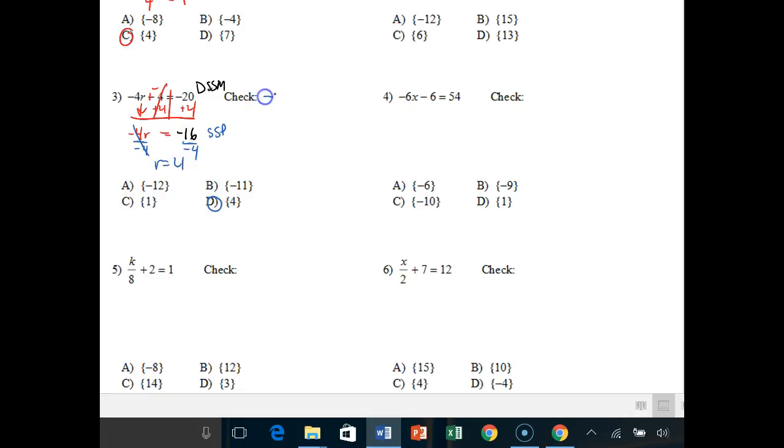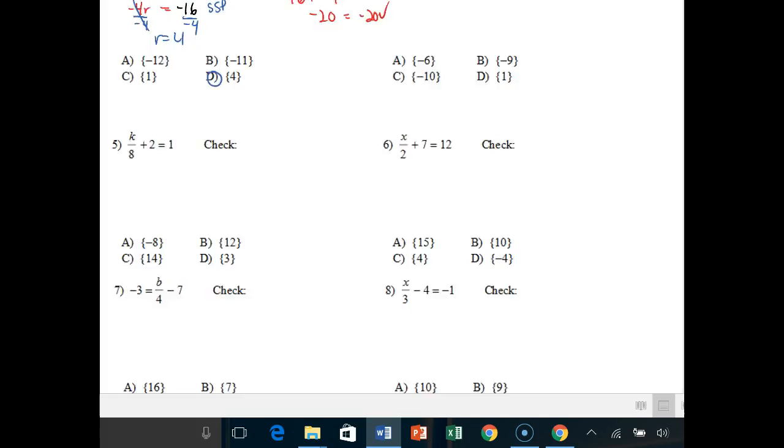Right? To check, we plug in 4 for our answer. So not negative 4R, but negative 4 parentheses 4 plus negative 4 is equal to negative 20. All you're doing is rewriting the exact equation, but instead of the variable, you're plugging in your answer. So from this, we get negative 16 plus negative 4 is equal to negative 20, and you're asking yourself, is that really negative 20? And in our case, yes, it is.